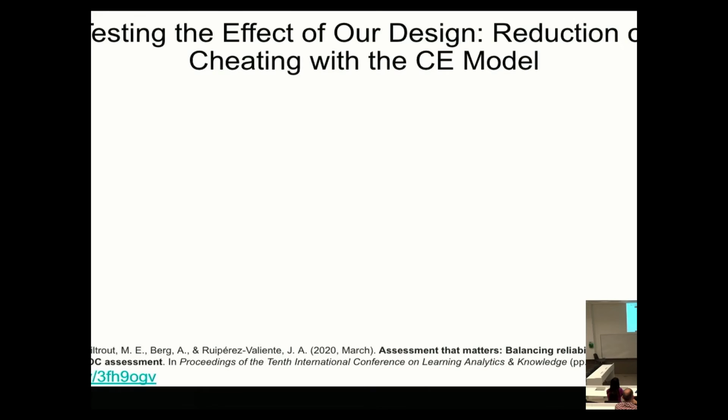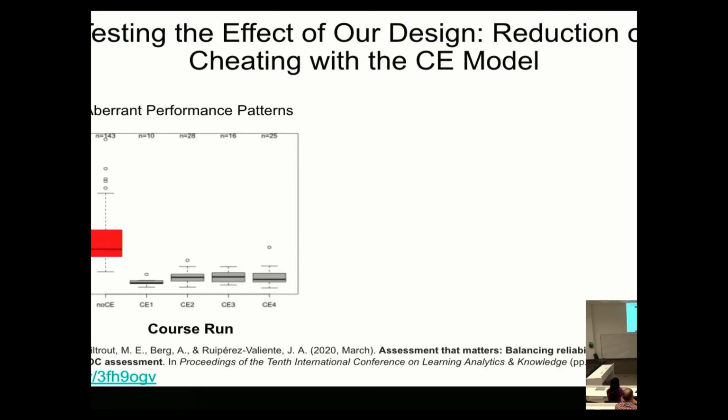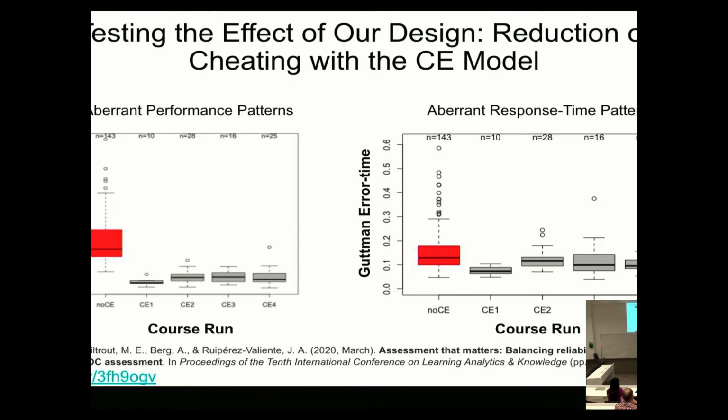And so with our course model, we looked at these different course runs, and you can see there's a lot more abnormalities with the performance behavior when we didn't have the CE model versus after the CE model. And then if you look at the time patterns, they also were more abnormal before than once we had the competency exam model. So this indicates that there's less or almost no cheating, or at least aberrant behavior.